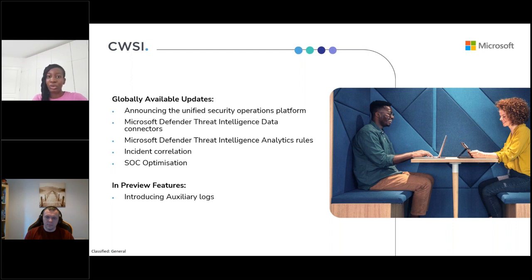You want to make sure that you're only spending on what is relevant, and only pulling data from the required sources and connectors. And then an update that is in preview at the moment is auxiliary logs. Ivo would actually speak to us a lot more about the auxiliary logs in a few minutes, right?